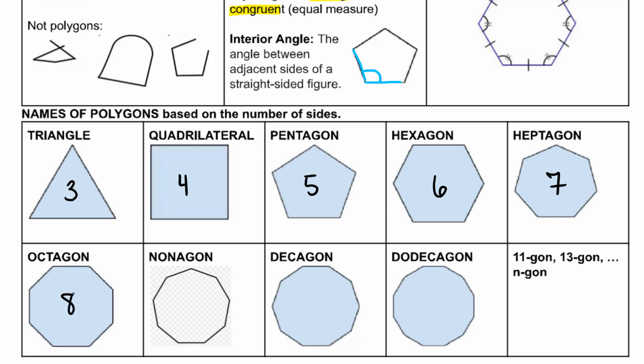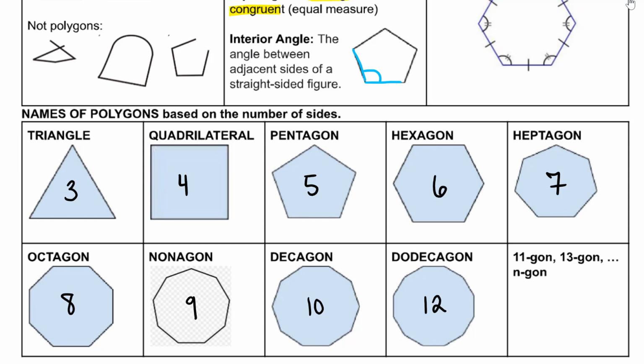Octagon has 8 sides. A nonagon has 9 sides. A decagon has 10 sides. And a dodecagon has 12. Okay, if you notice, there's just an 11-sided polygon that doesn't have a name. It just doesn't occur as frequently, so it doesn't get a special name.